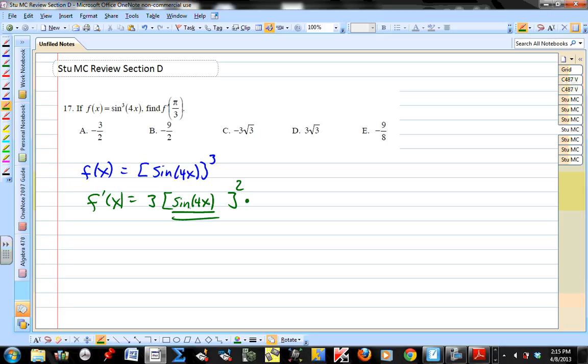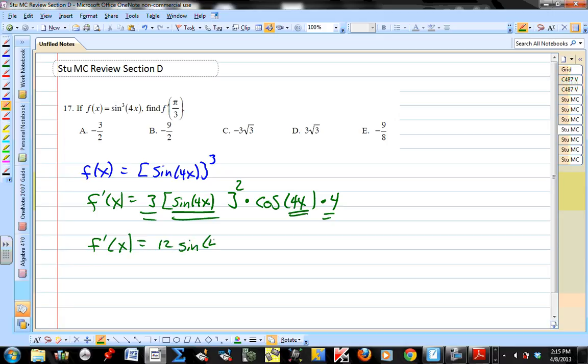The outside function is sine of something. Derivative of sine of something is cosine of something. The inside of 4x doesn't change. Now we need to multiply by the derivative of the inside, times 4. So if you clean this up a little bit, we'll get 3 times 4, which is 12, times the sine of 4x quantity squared times the cosine of 4x.